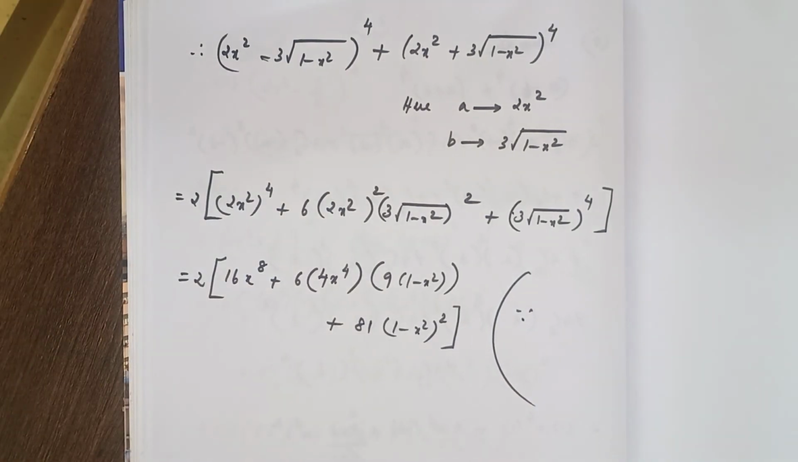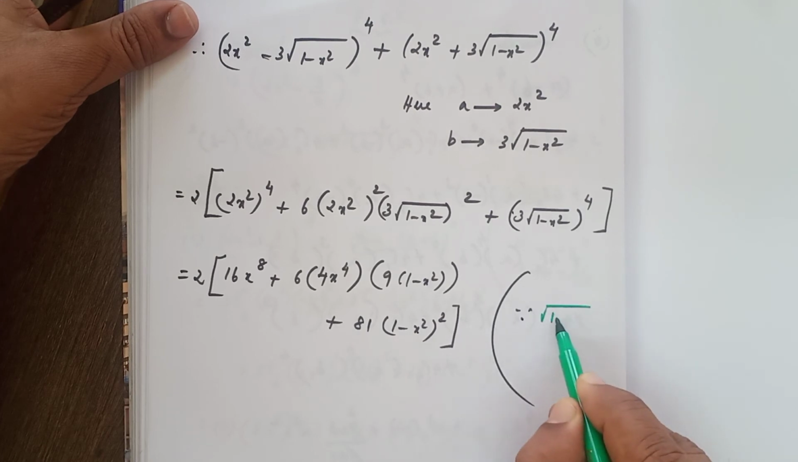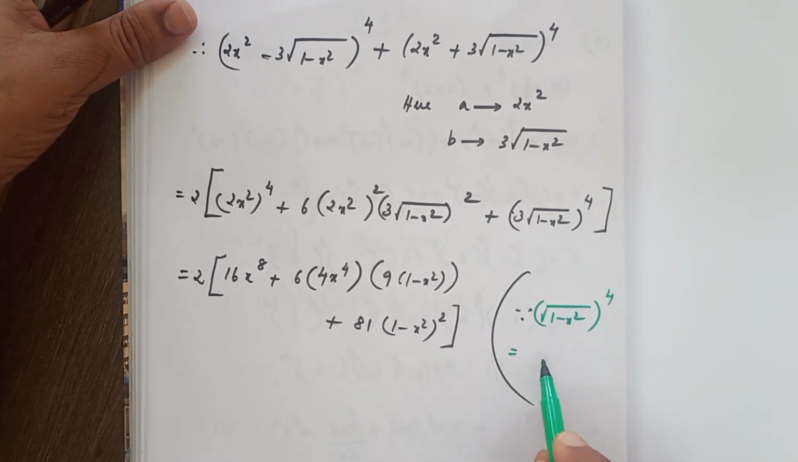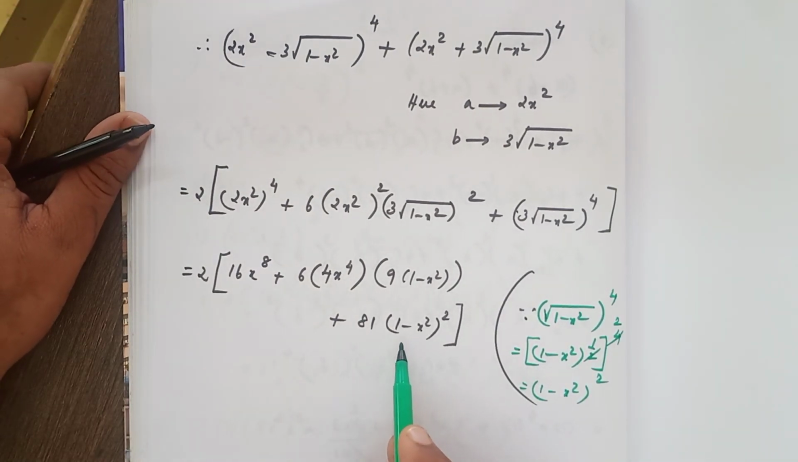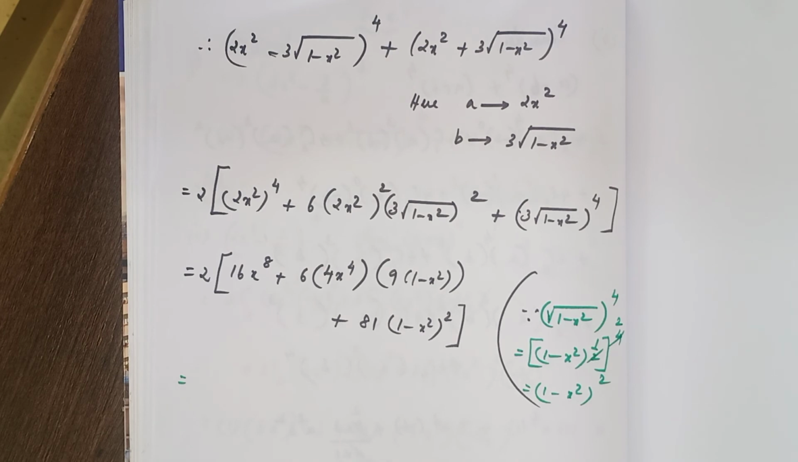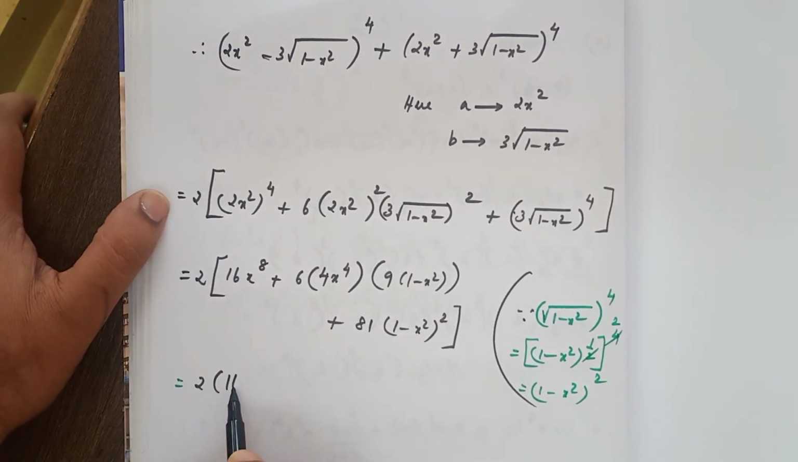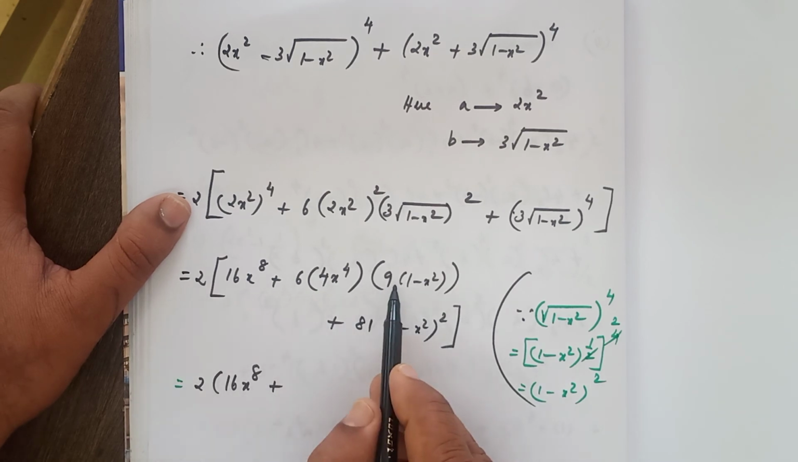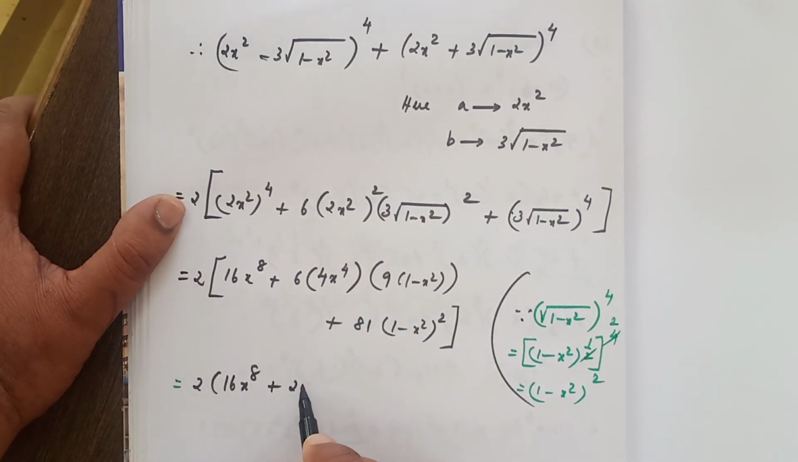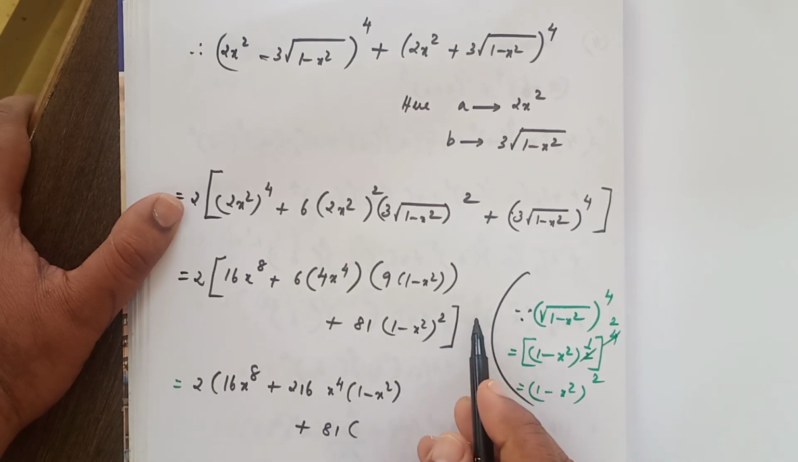Because root of 1 minus x squared power 4 equals, listen carefully, instead of square root you can write power half, whole power 4, the 2 gets cancelled, that is equal to 1 minus x squared whole square. I have written here: that is equal to 2 into 16 x power 8 as it is, plus 6 4s are 24 into 9 is 216, x power 4 into 1 minus x squared, plus 81 into 1 minus x squared the whole square.